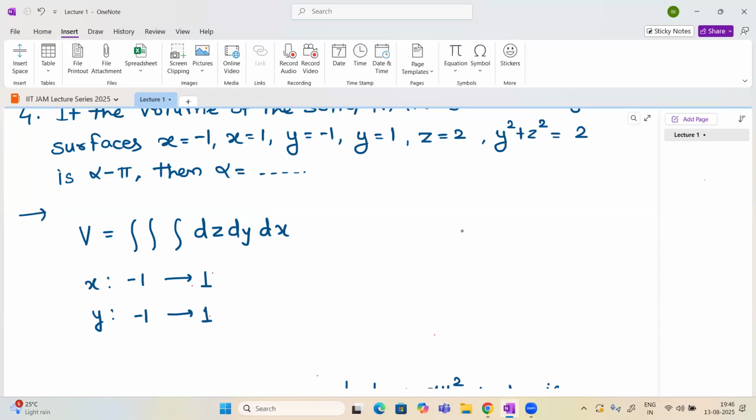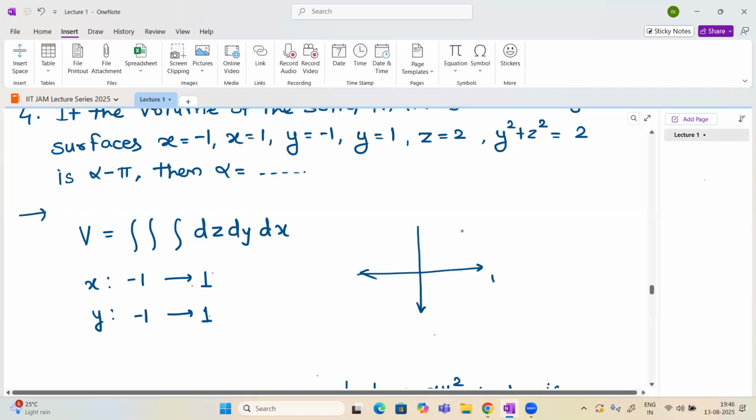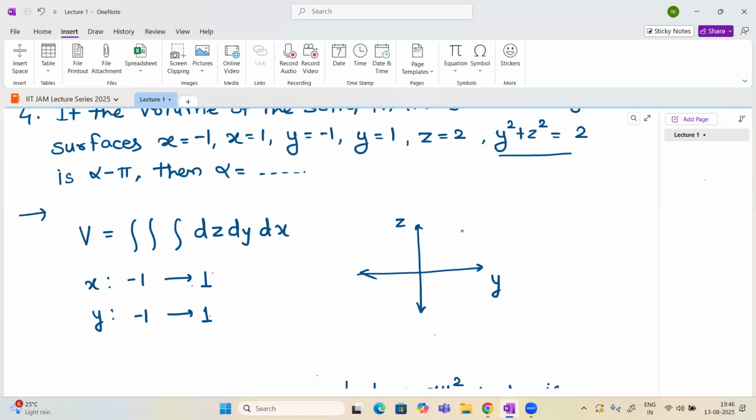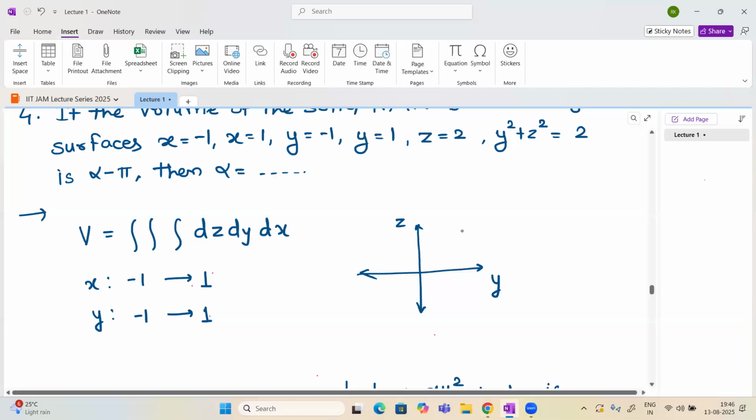We have z is equal to 2 and y square plus z square is equal to 2. So what will I do? I will consider the region in the YZ plane, since we have these equations in terms of y and z. Y square plus z square is equal to 2, this is the equation of what? A circle with center at origin and radius root 2, not 2.